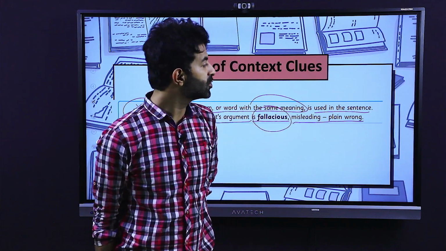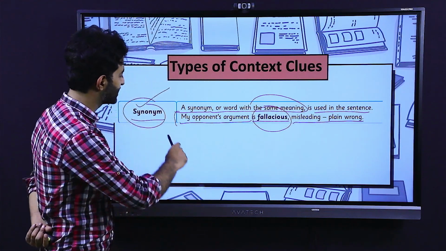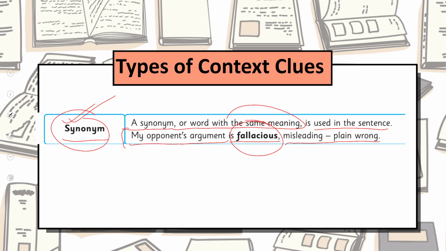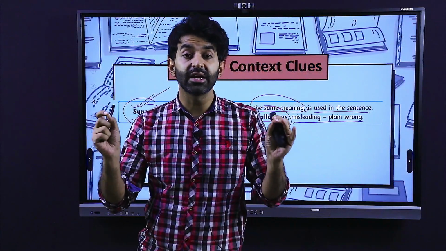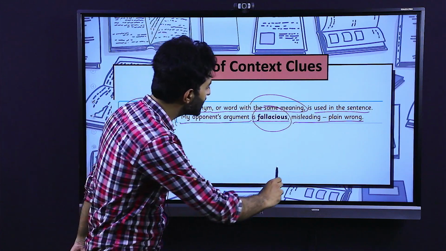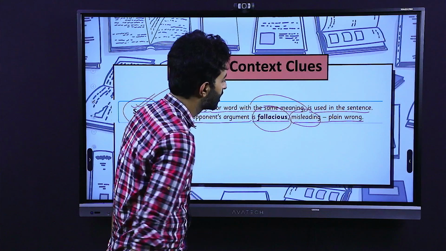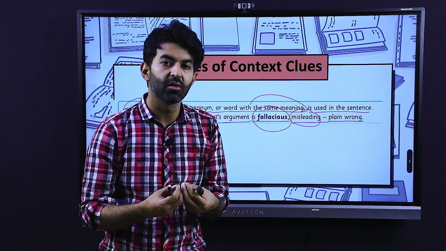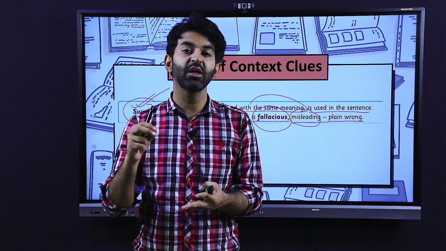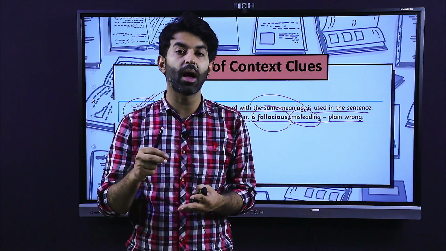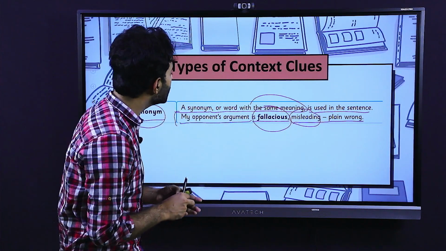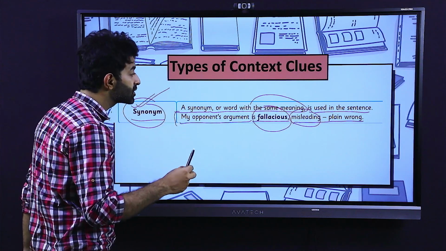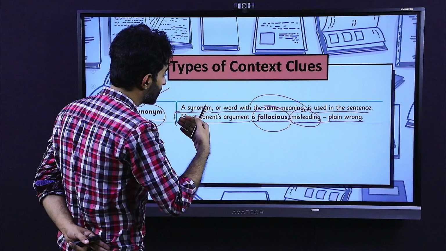Aima, what are we supposed to do? Are we supposed to look at the synonym? Yes. This context clue is mentioned in the sentence itself if you look closely. Misleading, plain wrong. Fallacious is the same as misleading, based on falsehood, which is based on a fallacy, a mistake, or a misleading thing. So it means that the writer of this sentence has given us a different word with the same meaning.